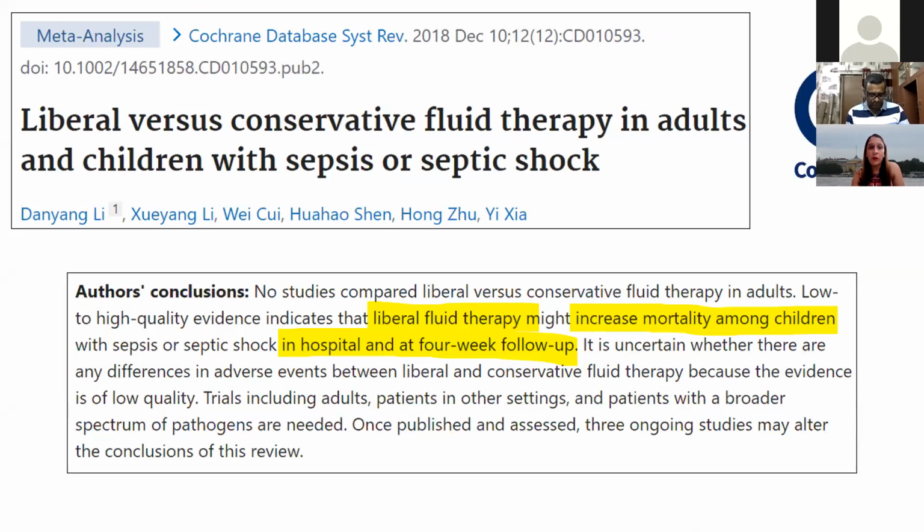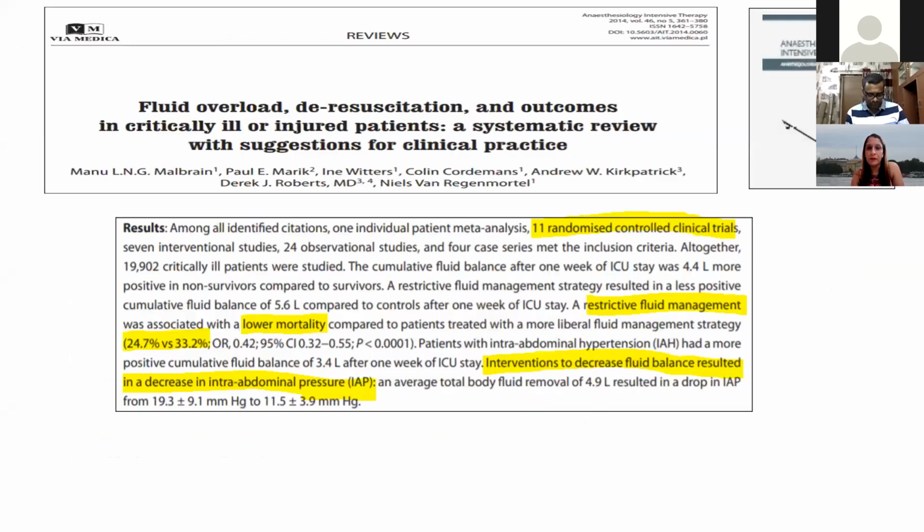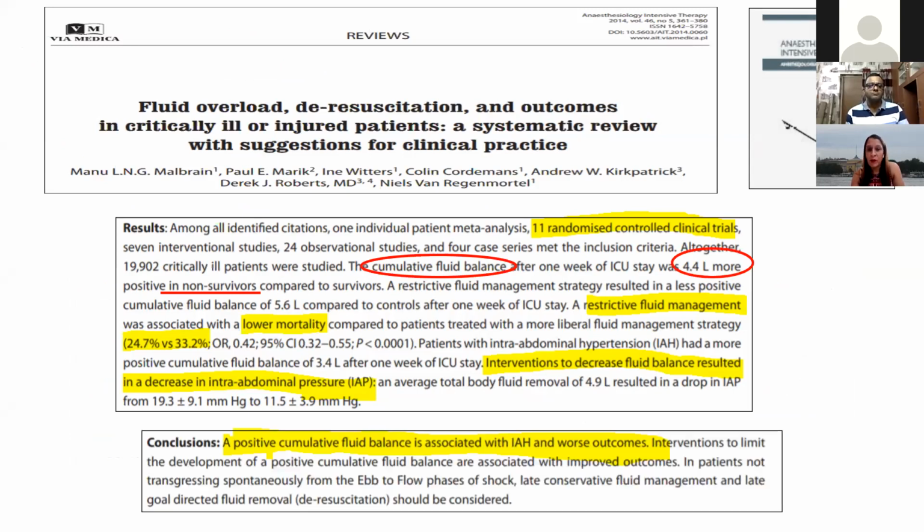There's another Cochrane review of only 4 studies, that too in children. It showed that liberal fluid therapy increases mortality amongst children, both in hospital as well as up to 4 weeks in the follow-up. This systematic review included 11 RCTs and multiple observational and interventional studies, and it again showed that the cumulative fluid balance after 1 week of ICU stay was around 4.4 liters more in the non-survivors. Certainly, a positive cumulative fluid balance is associated with intra-abdominal hypertension and worse outcomes.